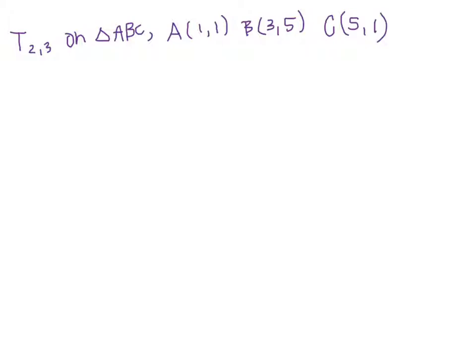You could plot these points on a graph. You don't have to. Let's do this one without a graphical representation. So first I'm going to start out by translating point A. So I'll do a translation of 2, 3 on point A, which, remember, instead of writing A, we can replace that with the actual coordinate of A. So 1, 1.